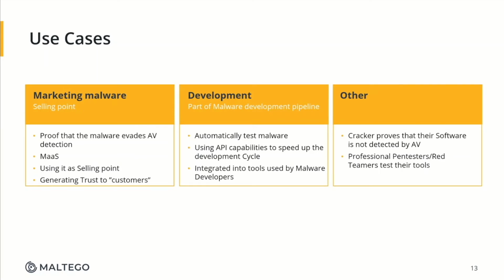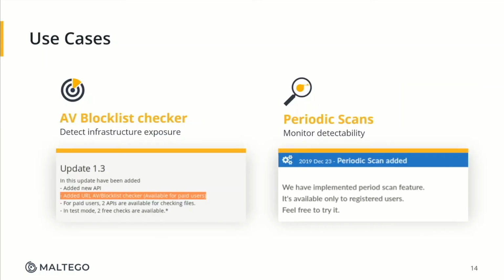On the next slide, we have features that support the previous main use cases. The first one is the AV blocklist checker, which will detect infrastructure exposure and report the bad guys' domain, which may be used for C2 communication, as burned or published.